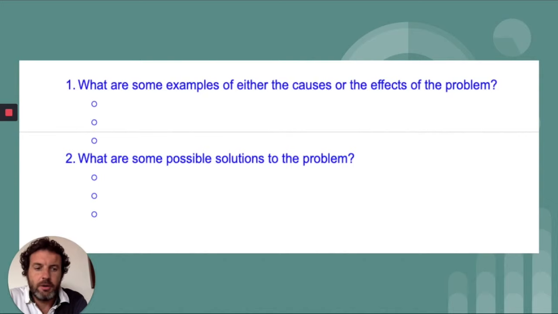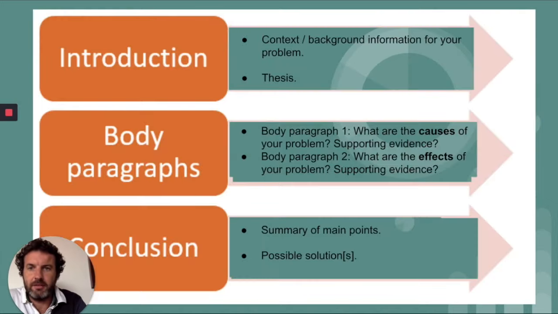So now we're ready to write the outline before we write the actual essay. So in this essay, there are going to be 3 parts, but there are going to be 4 paragraphs. So the first paragraph will be an introduction. The introduction, you need to do 2 things. Provide a context or background information for your problem, and then give your thesis. Your thesis will tell the reader what your report will be about.